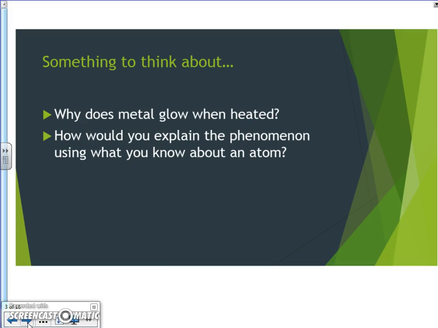Something to think about. Why, when you take a piece of iron and throw it in a fire, if you're using your hot dog poker or something like that, is it that eventually it starts turning orange? And using what we know about the atom, how can we explain this? This is kind of the question Bohr had and where he came up with his model.